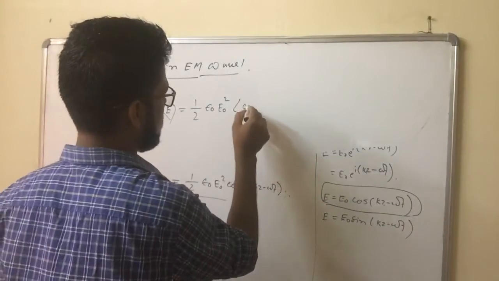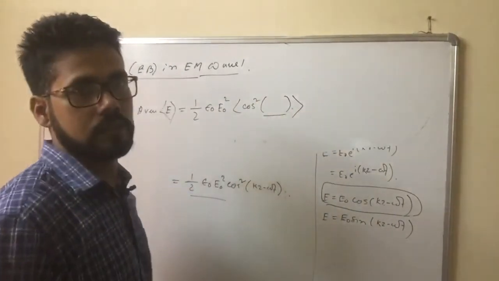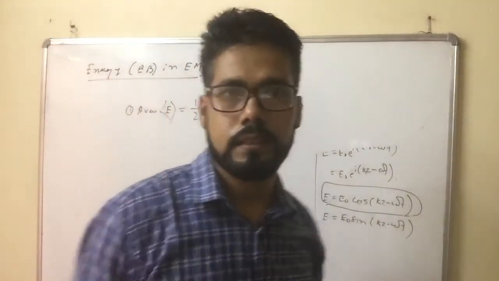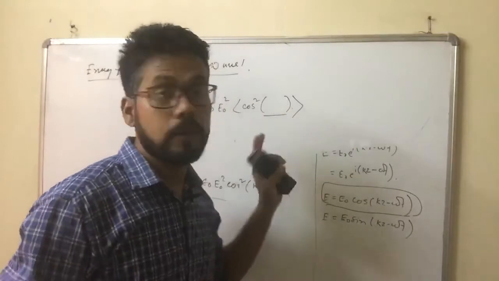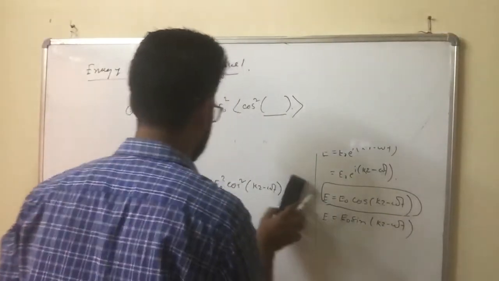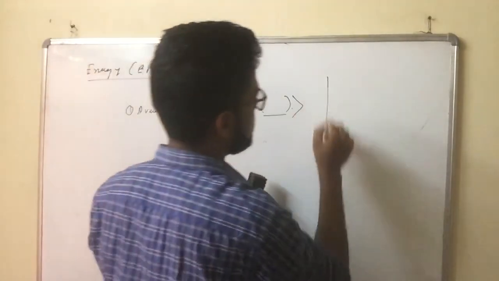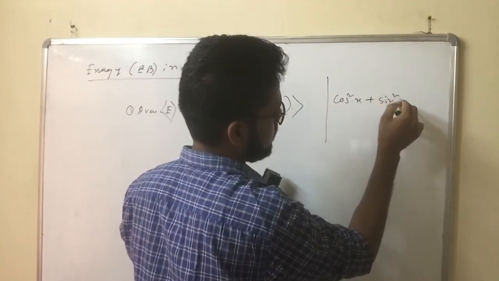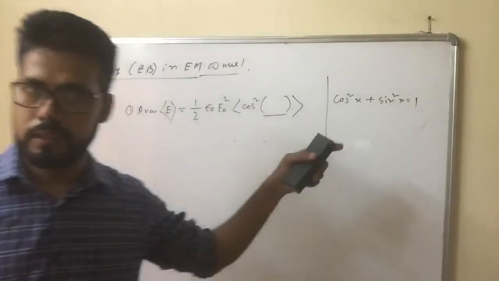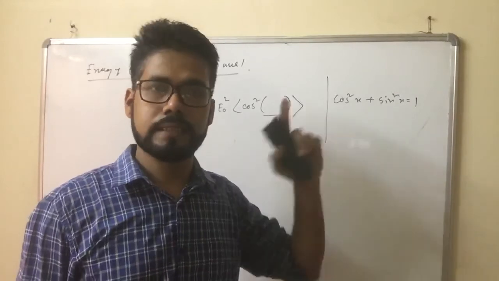Then cos square. The middle bracket term I am not writing because this term will not affect the answer, and to save time I am not writing it here. So what is the average value of cos square? It is a short notation, because you know cos square plus sine square x equals 1. If you take the average of cos square or sine square, you must get half.